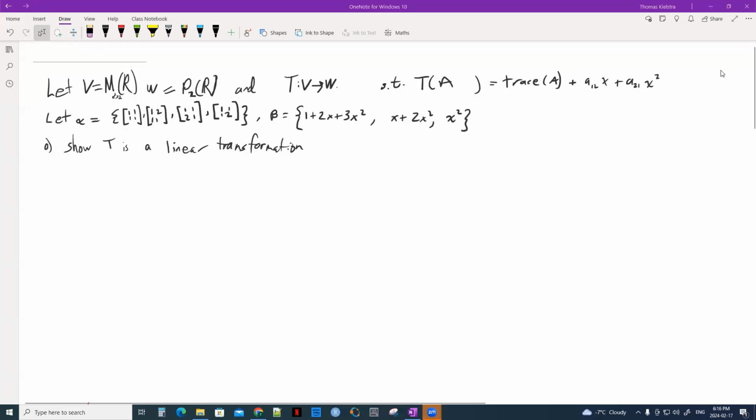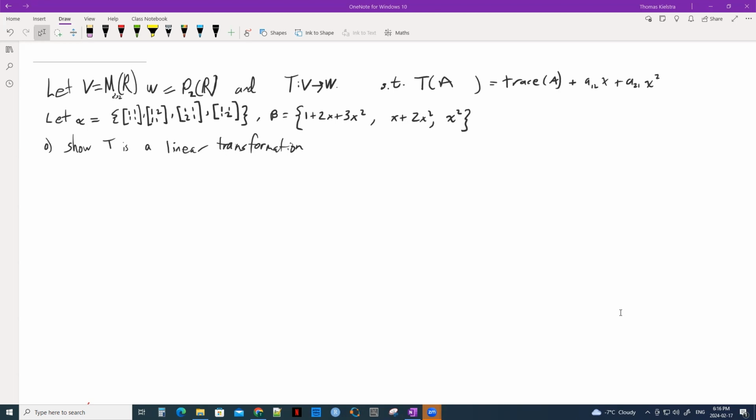Okay, so we're going to be dealing with our most complicated video yet. We're still just going to look and show it's a linear transformation. We're going to show how to compute what T alpha beta is, or the matrix representation of T using alpha beta, and a few more examples.